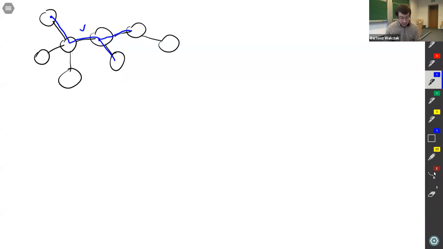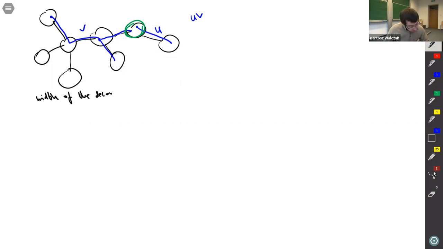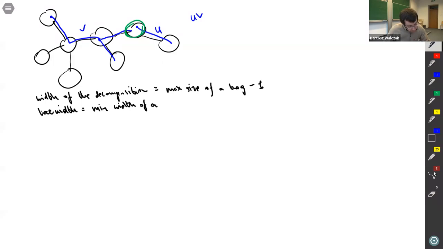And the second condition is that whenever we have an edge UV in our graph, then this edge must be witnessed in some bag. So for instance, if I have a vertex U in one bag and V in another, then there must be a bag which contains both and witnesses the edge UV. So this is a tree decomposition of a graph. The width of the tree decomposition is the maximum size of a bag minus one, for some historical reasons. And then the treewidth is the minimum width of a tree decomposition.